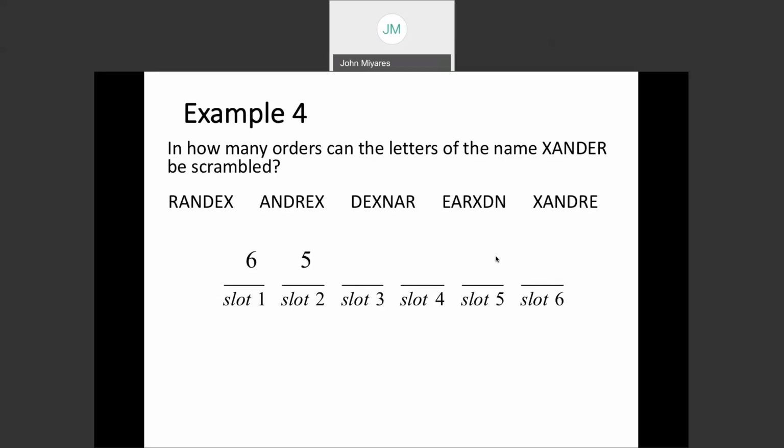Similarly, for the third slot, you're not allowed to use either of the first 2 letters you picked, so you only have 4 choices left. In a similar way, you have one less choice for the fourth slot, one less choice for the fifth slot, and once the first 5 slots are filled, there's only one letter left that you haven't used to put into the last slot. Multiplying all those together, 6 times 5 times 4 times 3 times 2 times 1 will give 720 possible choices.